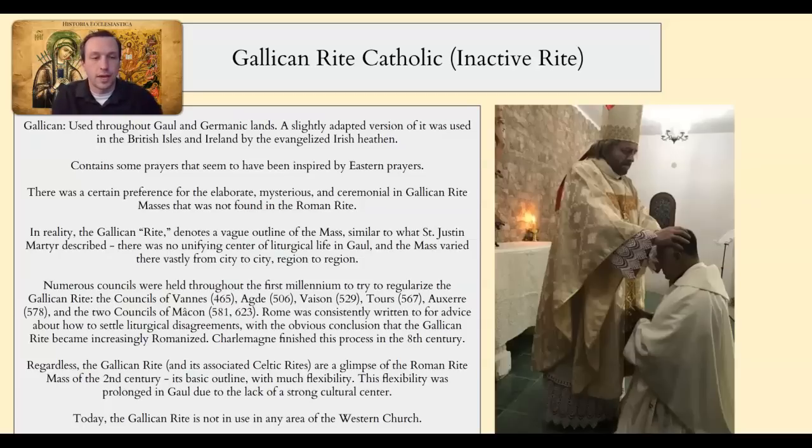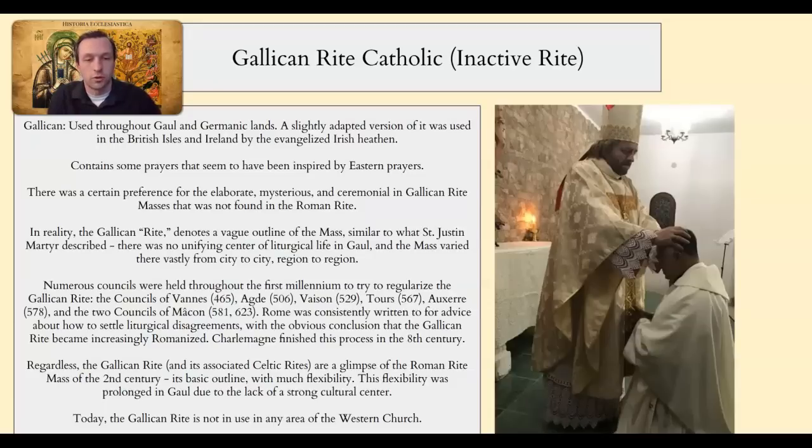But in reality, the Gallican Rite, some might say, can't really be described as an actual rite. It was more of a vague outline of the Mass, similar to what St. Justin Martyr described in his first apology. There was no unifying center of liturgical life in Gaul, and so the Mass varied vastly from city to city and province to province in the region of Gaul.